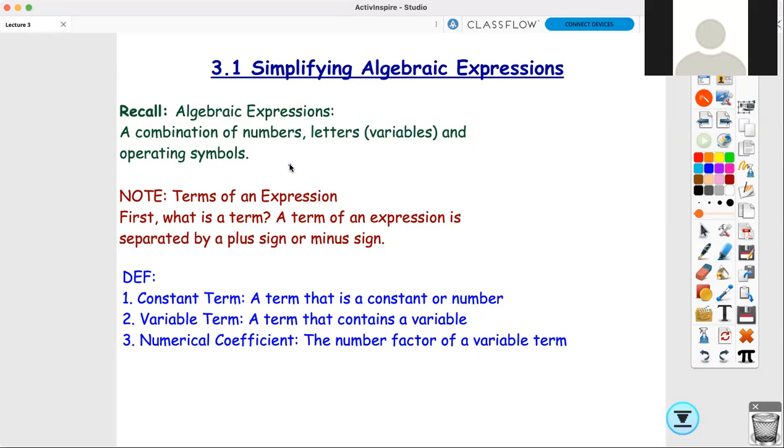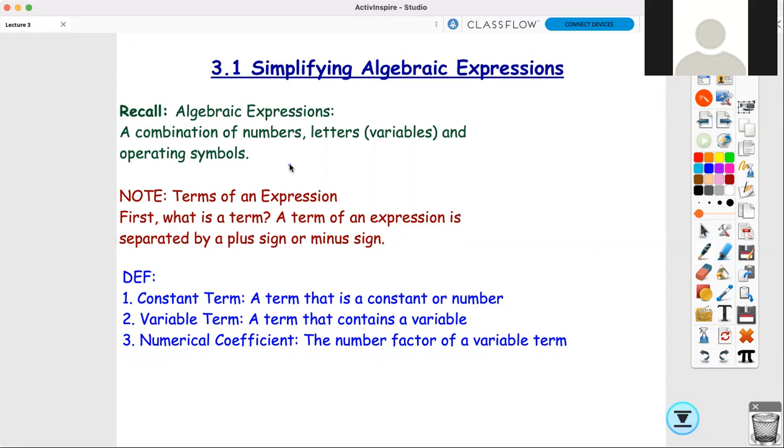Now, note the terms of an expression. First, what is a term? A term of an expression is separated by a plus sign or a minus sign. So for every plus sign in the expression, the things that are separated by the plus sign are considered the terms. Before we know about that, let's define what these different terms are. We have two different types of terms.